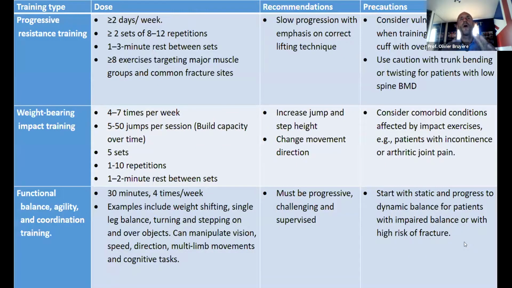And if we look at what's generally recommended, it's progressive resistance training 2 times a week, weight-bearing impact training 4 to 7 times per week, and functional body balance, agility, coordination training 30 minutes 4 times a week. So as you can see, I would say that exercise therapy is quite effective, but must be performed on a very regular basis.